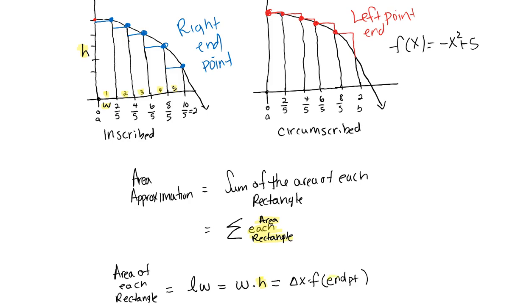But now we need to take a little bit closer look at this endpoint idea. I've already said we've got right endpoints and left endpoints. So let's take a look at how we might be able to write those with a formula in a little bit more detail. So let's take a look at our endpoints that we have. We had 0, 2/5, 4/5, 6/5, 8/5, and 10/5. You can see that those are all multiples of 2/5. So we can actually use a sequence to define those endpoints.